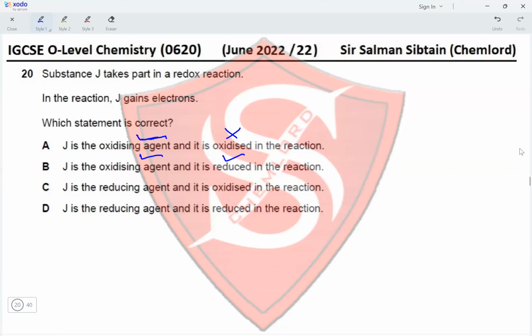Next, J is a reducing agent. Incorrect. And is oxidized. This is also incorrect. J is a reducing agent, incorrect, and it is reduced. This is correct. So the option with both the correct statements, J is an oxidizing agent and it is reduced in the reaction, is present in option B, making B the correct option for this question.